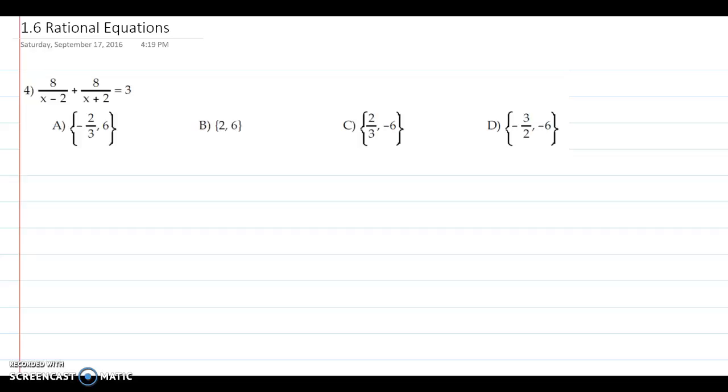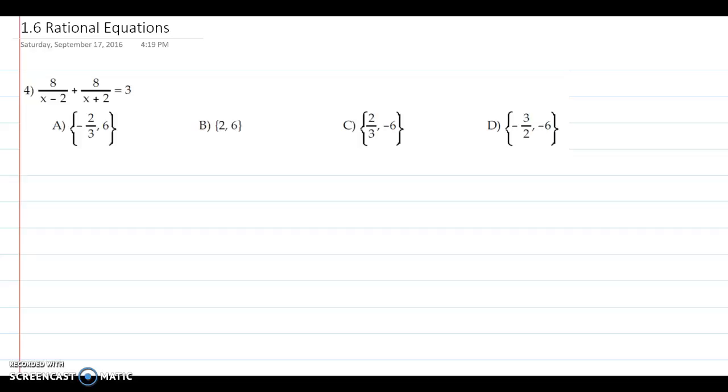This one is question number 4 from your Google quiz, your Google form. And this one's similar to one of the ones that you're encountering on your quiz, and it's the one that I noticed a lot of you had questions on, so we'll go through this problem together. Okay, so we have 8 over x minus 2 plus 8 over x plus 2 equals 3.